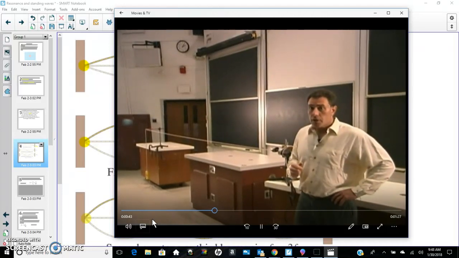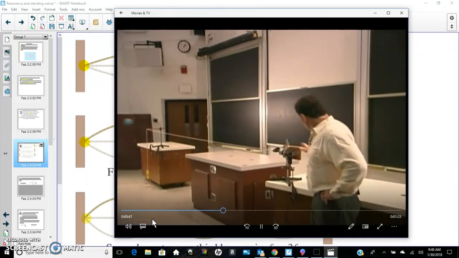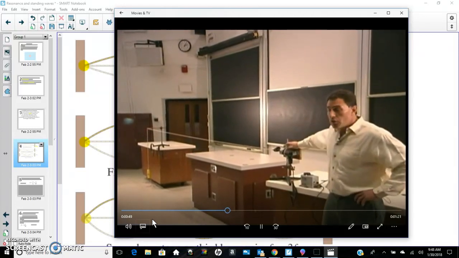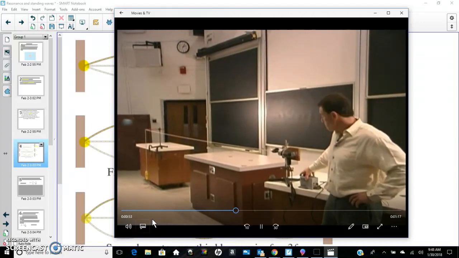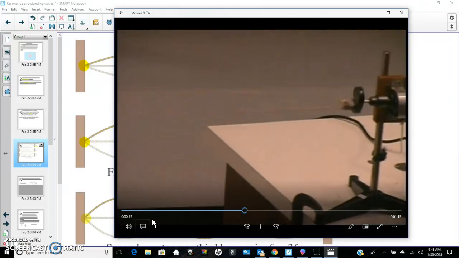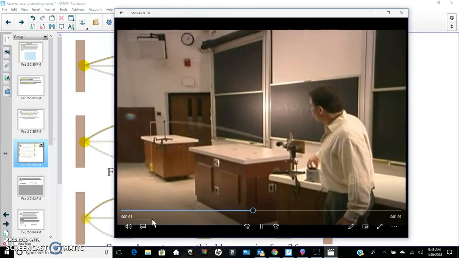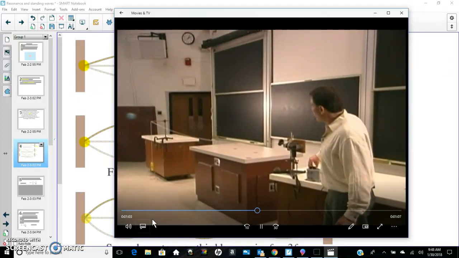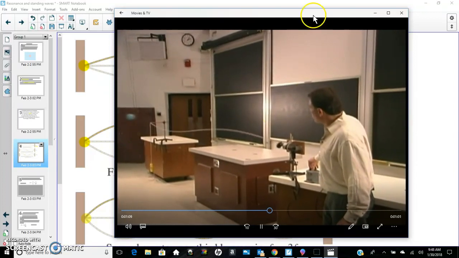So in a second here, he's going to increase the frequency and set up some standing waves. So he's going to vary the speed of the thing producing the waves to create the different standing waves. So here we can see we have the fundamental, and as he increases that frequency, eventually we're going to get the second harmonic with a node right here in the middle.